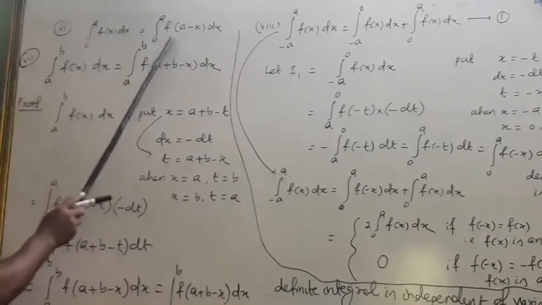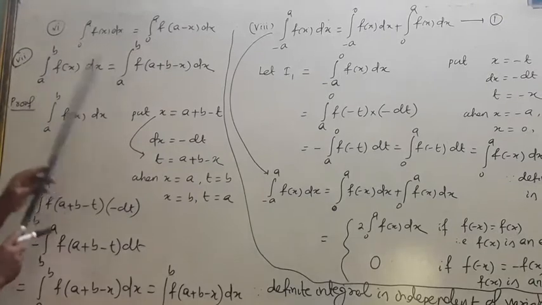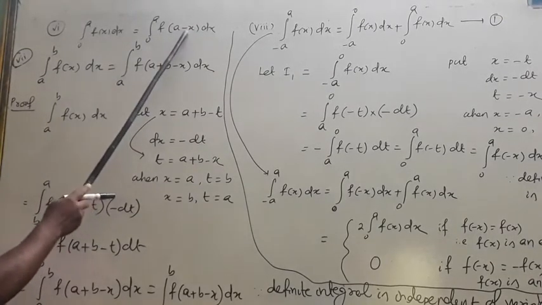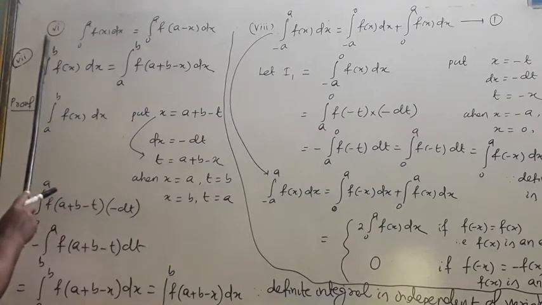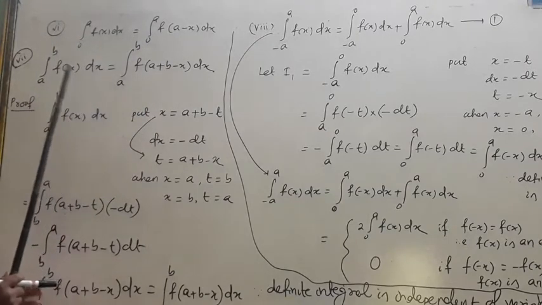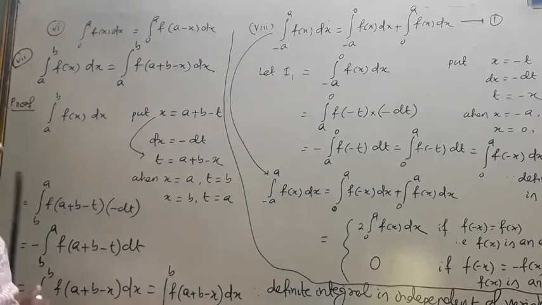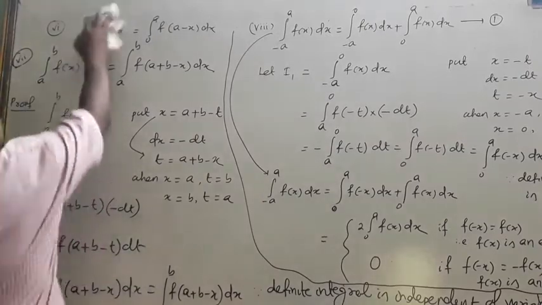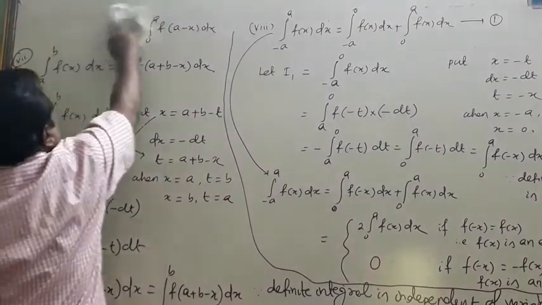If I write 0 for a, it becomes a plus b minus x, so 0 to a, 0 plus a minus x, a minus x. So these properties are almost equal. So now I am telling you the property. Look here, this property I am explaining to you.